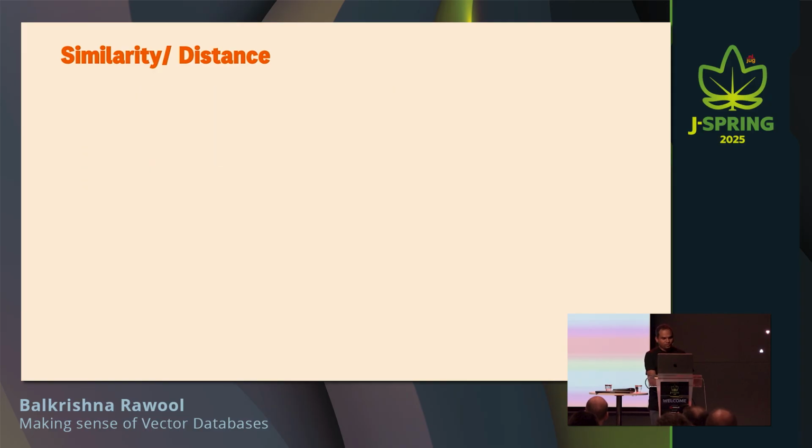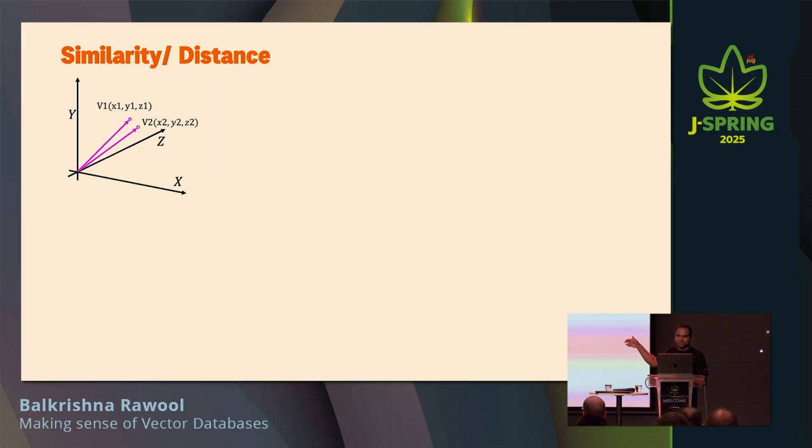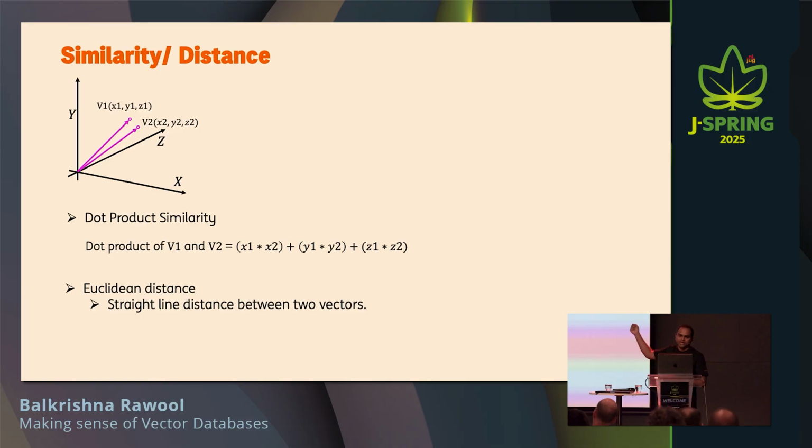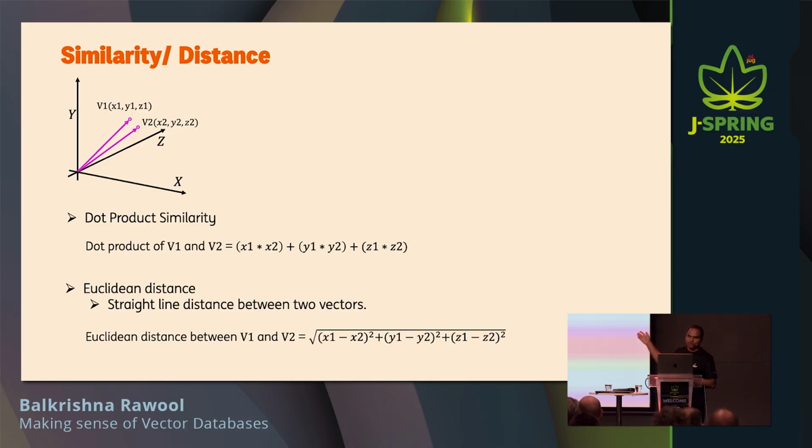Then the next one is dot product similarity. So dot product of these two vectors, again v1 and v2 in this three-dimensional space, is nothing but the sum of the products of their x, y, and z coordinates. So it is this, x1 into x2 plus y1 into y2 plus z1 into z2. And then the next thing is Euclidean distance. So Euclidean distance between these two vectors is a straight line distance between these two vectors, which in this case is this, basically square root of sum of the squares of their distances along x, y, and z axis.